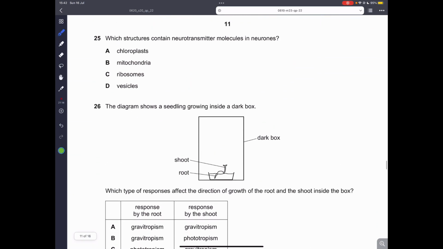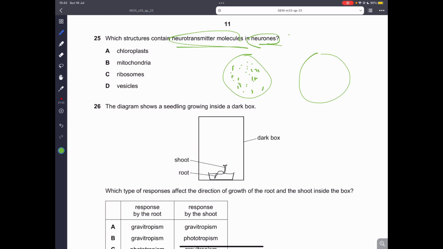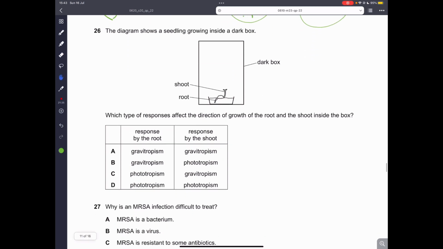Okay, moving on. Question 25. Which structures contain neurotransmitter molecules in neurons? Well, we know that neurotransmitter in neurons, it is the vesicles. Inside the vesicles, there are many neurotransmitter molecules. So D is the correct answer.